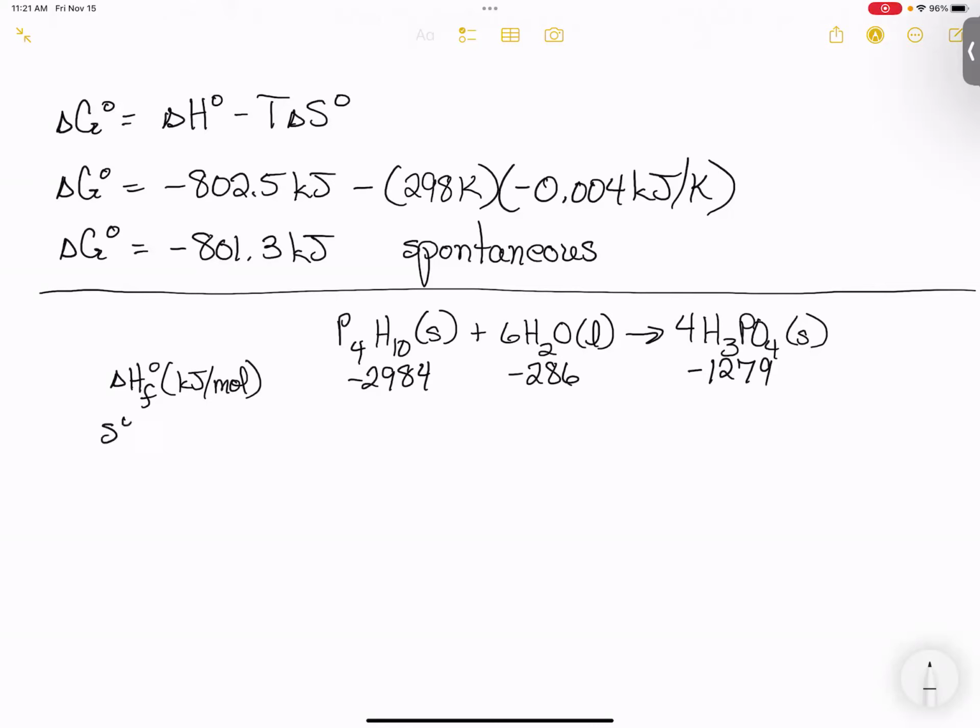The S naught in joules per mole Kelvin for P4O10 is 229. For H2O liquid, it is 70. And for H3PO4, it is 110.